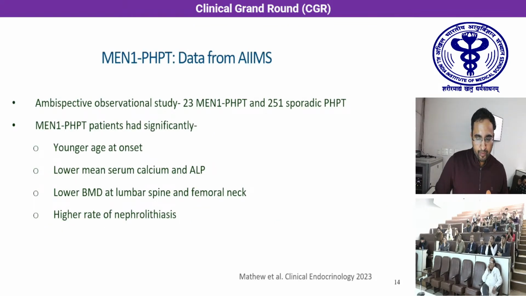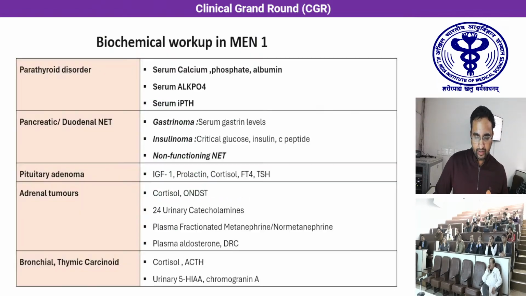Coming to the comparison of sporadic primary hyperparathyroidism with the PHPT seen in MEN 1 patients, the MEN 1 PHPT patients had a significantly younger age at onset, lower mean serum calcium and alkaline phosphatase, lower BMD at lumbar spine and femoral length, and a high rate of nephrolithiasis.